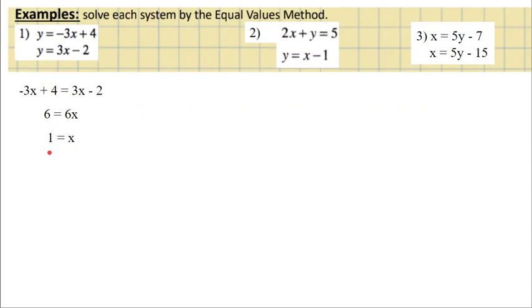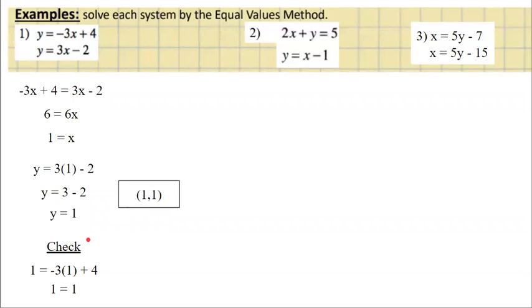We'll now plug this value back into one of the original equations, and then find that coincidentally, y is also equal to 1. In order to check that our answer is correct, we can substitute these values into the other equation in the system that we haven't used. And if it holds true, then our solution, 1, 1, is correct.